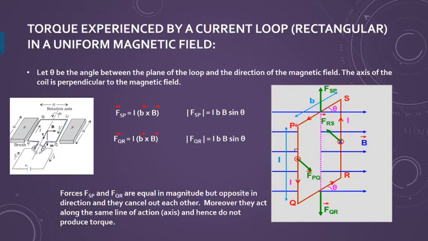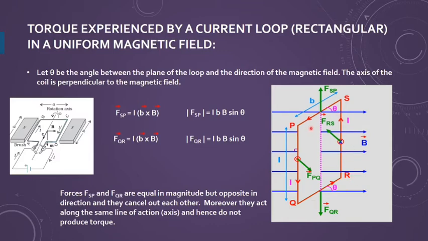I am keeping a rectangular coil, simply a wire made into a rectangular loop, and it is kept in the uniform magnetic field. Now it is your choice to make the current go in whatever direction, anti-clockwise or clockwise. Here I have supposed in this diagram that the current is moving in this direction, P to Q, then to R, S and back to P.